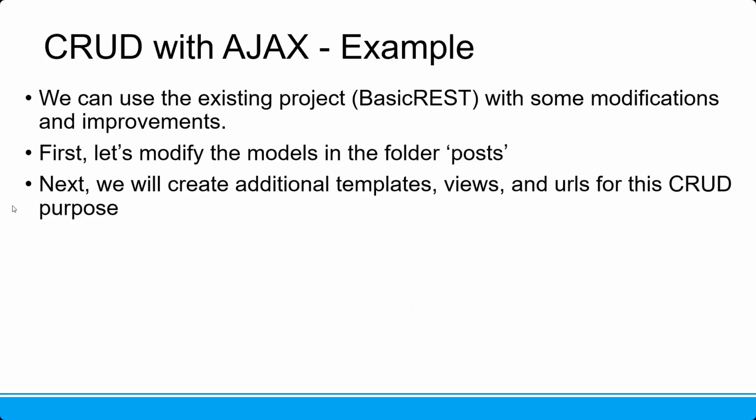So let's make an example with AJAX. We can use the existing project, basic REST, with some modification and improvement. Now let's modify the models. We have the app, which is post, and let's modify the models. Next we will create additional templates, views, and URLs for this purpose.